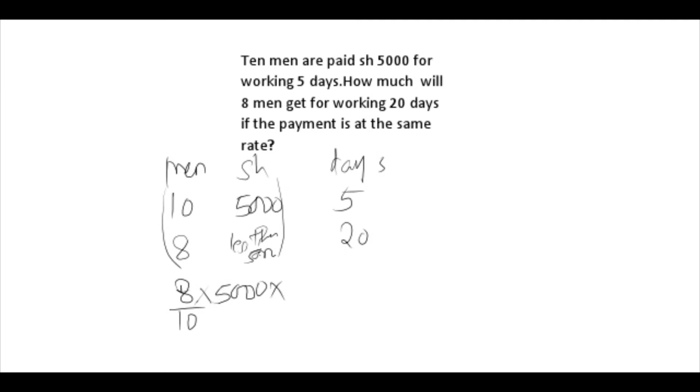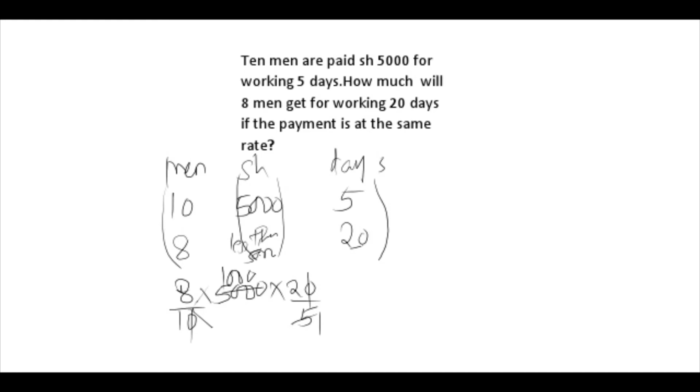Then we multiply by, again we compare shillings and the number of days. So in 5 days 5,000 shillings will have been paid. What about in 20 days? So we are going to multiply by 20 over 5, because after working 20 days people will be paid an amount larger than 5,000. So from here we are going to simplify. So 5 divided by 5 is 1. 5,000 divided by 5 is 1,000.